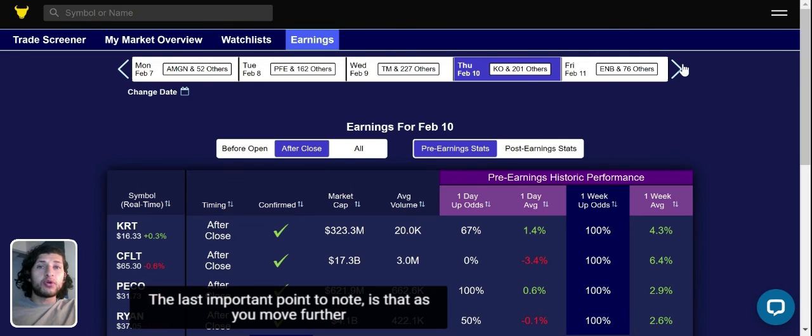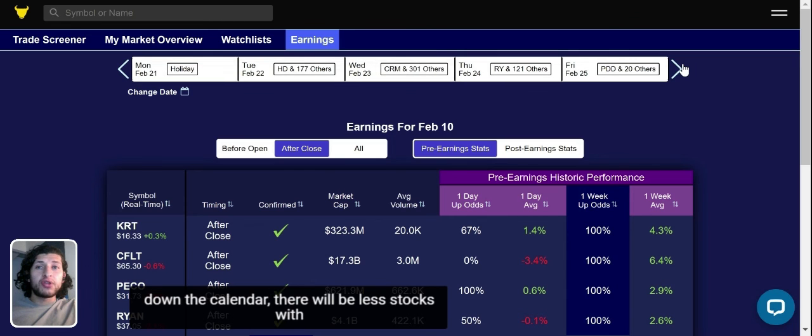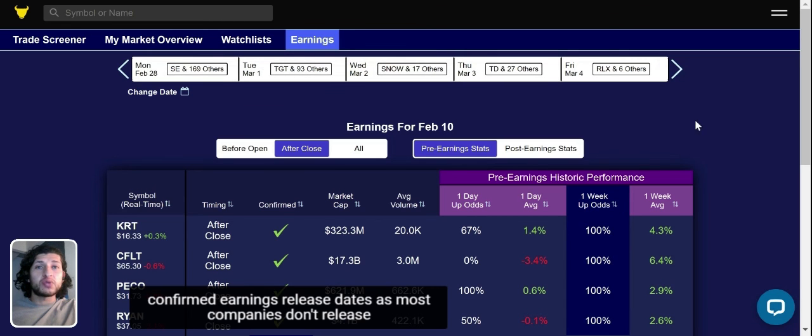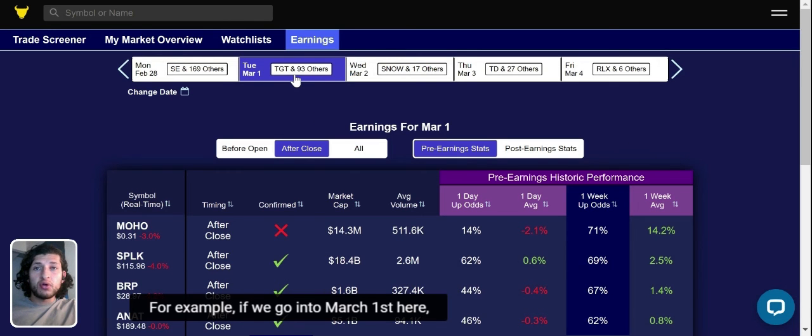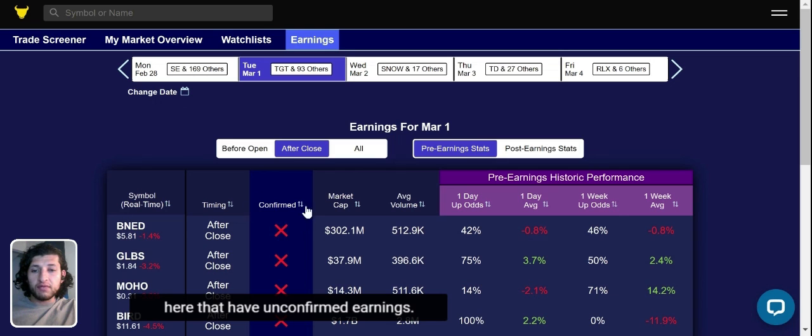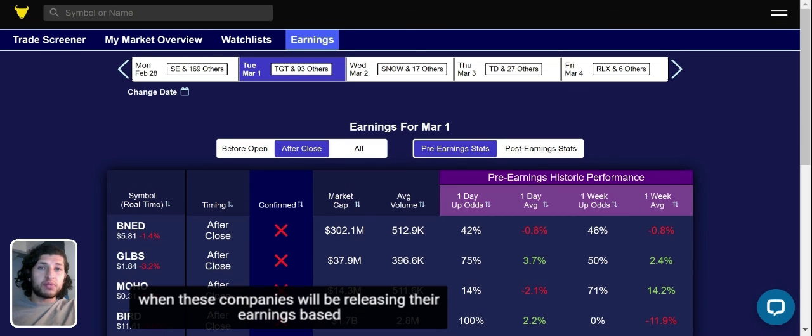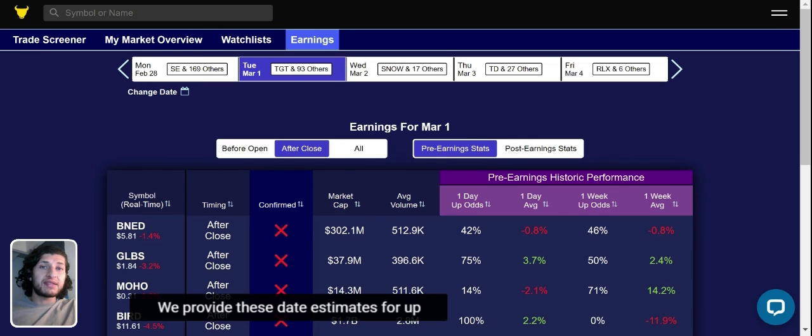The last important point to note is that as you move further down the calendar, there will be fewer stocks with confirmed earnings release dates, as most companies don't release this date that far in advance. For example, if we go into March 1st here, we have a few stocks here that have unconfirmed earnings. This means that this date is our estimate of when these companies will be releasing their earnings based on when they've released earnings in the past. We provide these date estimates for up to 3 months out in the future.